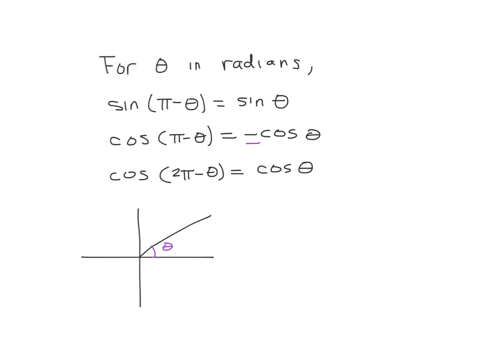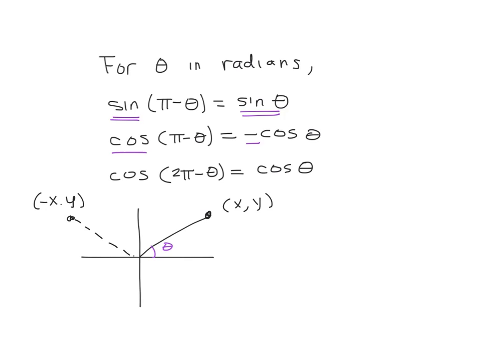Given an angle theta, pi minus theta will be 180 degrees minus that same exact angle. So we're going to be on the second quadrant. So in both cases, this x and y on the first quadrant will now become negative x and y. So as you can see, the sine, the y value, remains the same. Cosine, which is the x value, will now become negative.